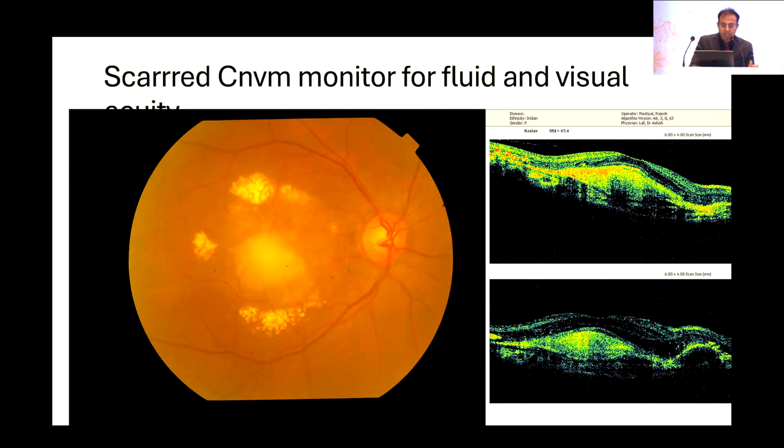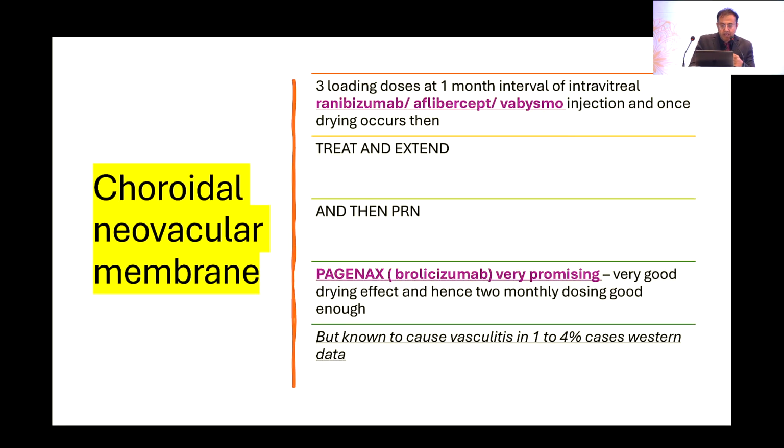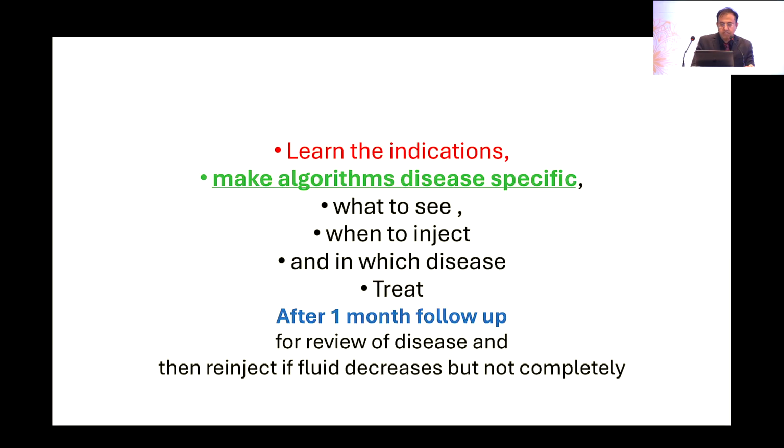I think my time is over, so to finish: the 3 loading doses at 1 monthly interval for choroidal neovascular membranes. Then treat and extend. As the name says, first treat, let the fluid go down, let the vision stabilize, and then just give 1 more so that it is extended. And then as and when required, we can also use PRN. So learn the indications, make algorithms disease specific: what to see, when to inject, and in which disease to treat. After a month follow-up, review the disease, and re-inject if fluid decreases, but not completely.